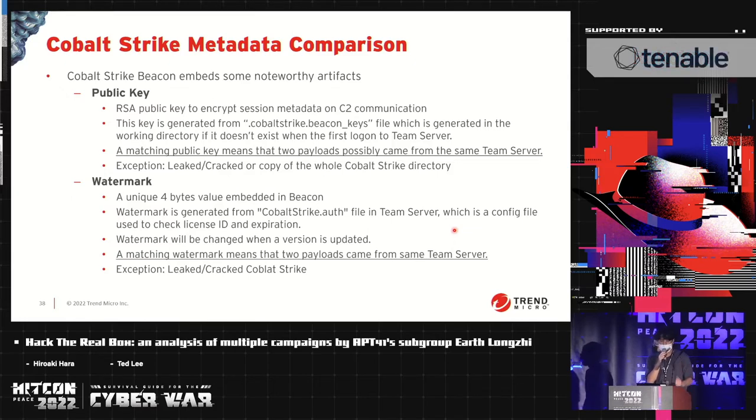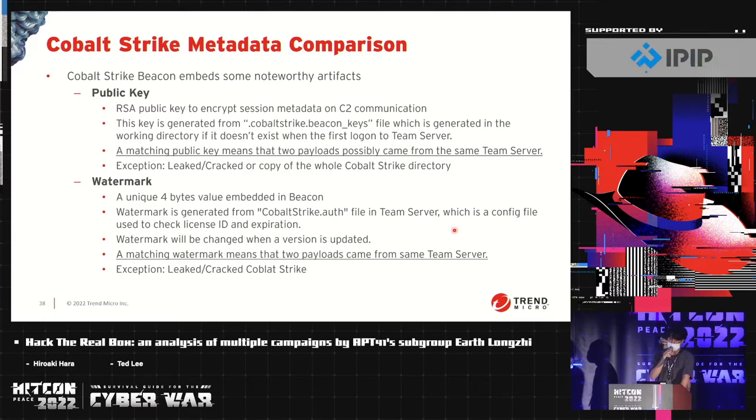This is a unique 4-byte value embedded in the beacon. The watermark is generated from the Cobalt Strike auth file, which is a config file used to check whether the license is valid or expired. The watermark will change when the version is updated. The important thing here is that a matching watermark means two different payloads possibly came from the same team server. There's also an exception: leaked, cracked Cobalt Strike can share the same watermark.